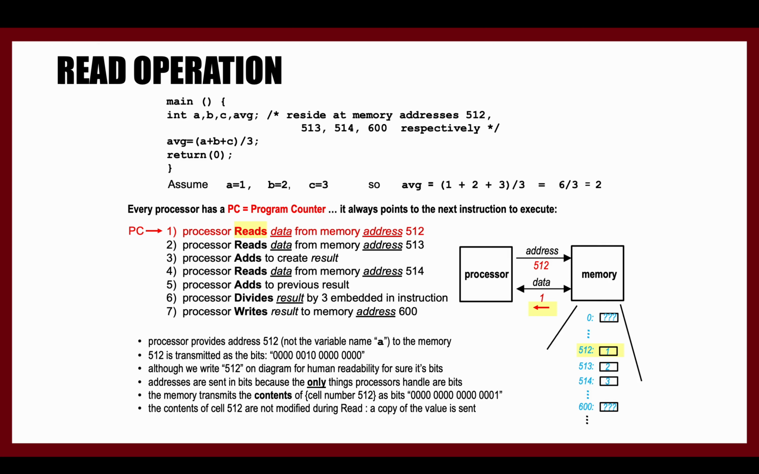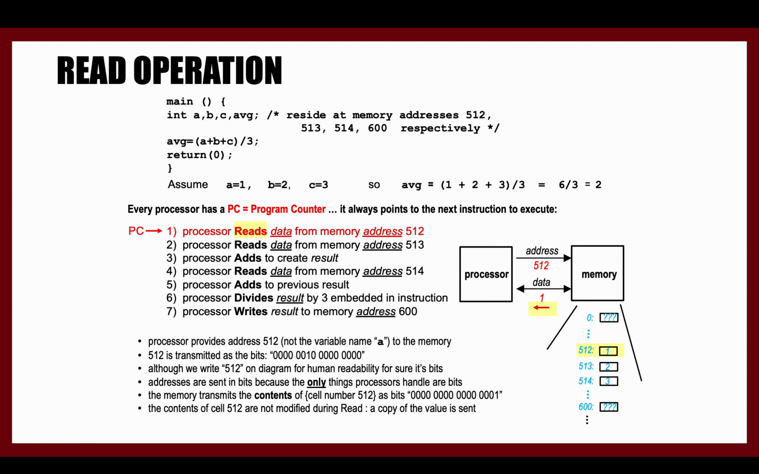Now this slide, Read Operation, delves deeper into memory operations carried out by the processor to compute the average of three variables a, b and c. Program assumptions: it's the same program as before where a equals 1, b equals 2, c equals 3. Result is stored in average. Now PC equals program counter, a special purpose register that stores the address of the next instruction that the processor will execute. It's a way for the CPU to keep track of its position in the program.